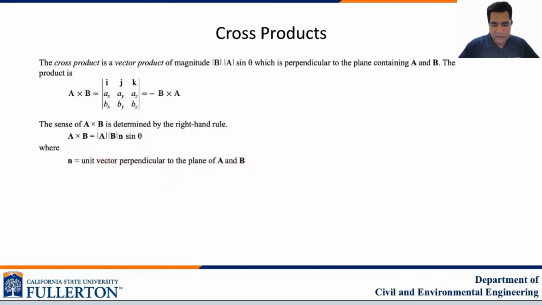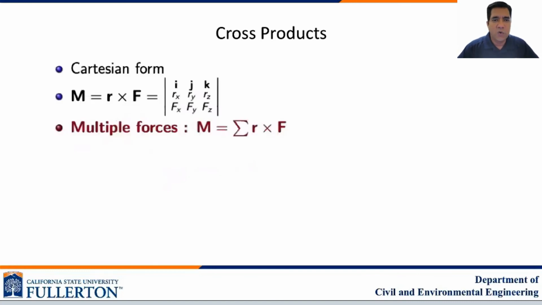One very common illustration of the cross product is finding the moment. The moment of a force is R cross F. Moment is a physical quantity. If you have a position vector which defines the location where the force is acting, and you cross it with the force vector, you are able to find the moment. When you have multiple forces, you can take the components, find the moment for each force, and add them together.